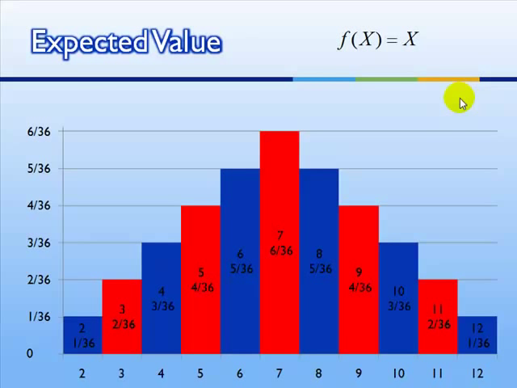Instead, whatever the sum is, that's how much money you get. So if you roll a 6, you get $6. If you roll a 10, you get $10. If you roll a 2, you get $2. So f of x equals x. I've plotted this here. Here are the outcomes on top and the probabilities here.